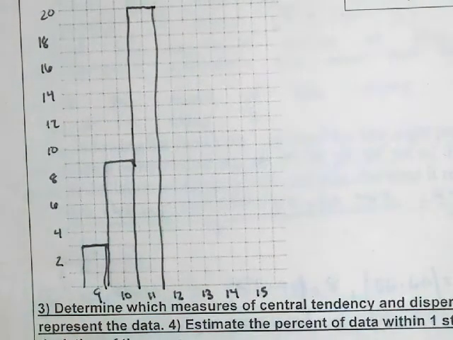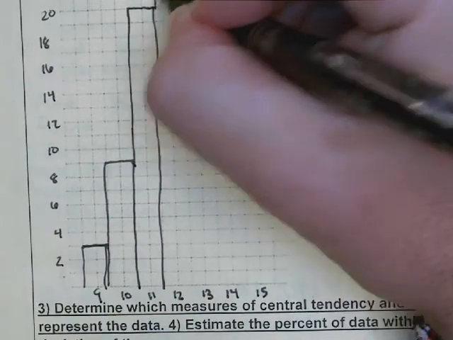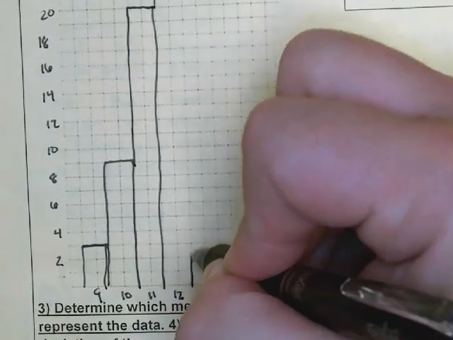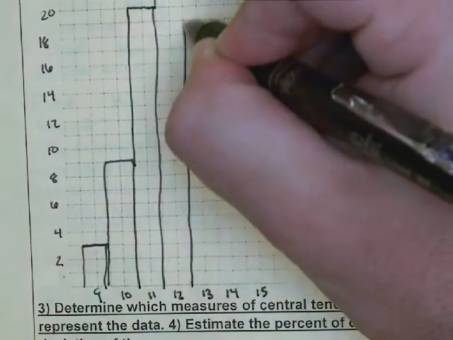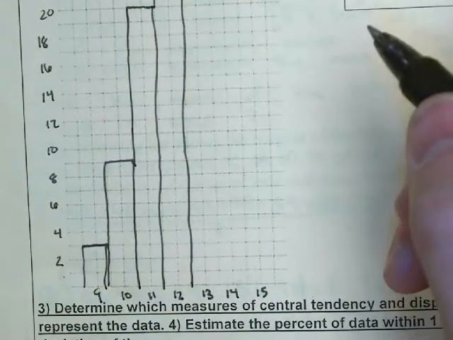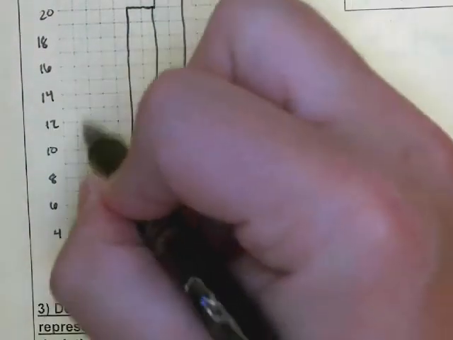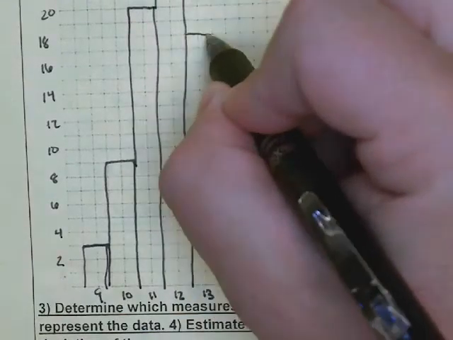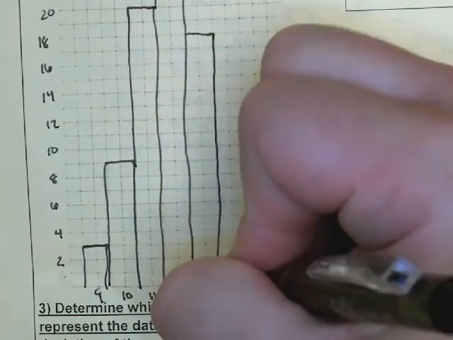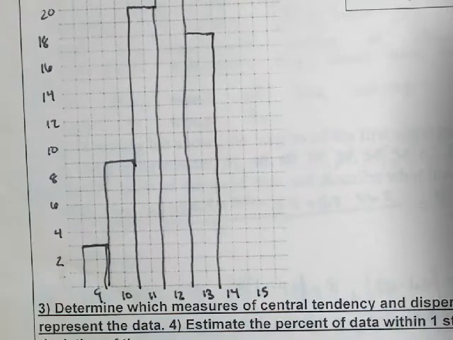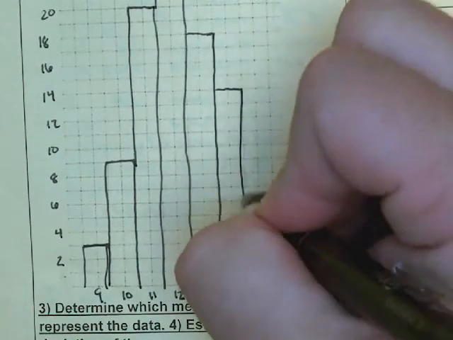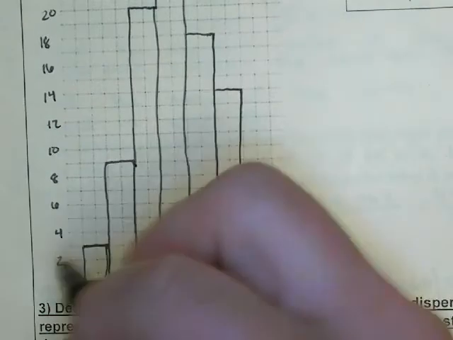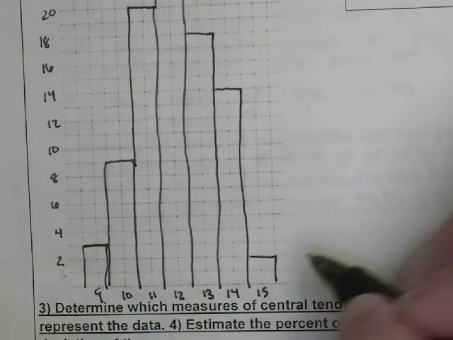Like so. Then 21 for the 12. Like so. Then 18 for the 13. Like so. And then 10 for the 14. Like so. And then 15 for the 2.